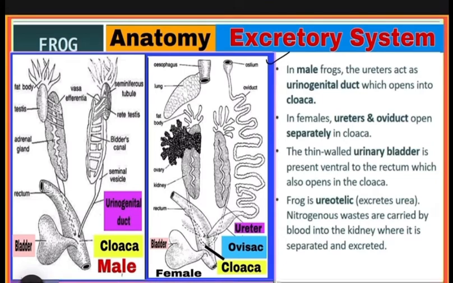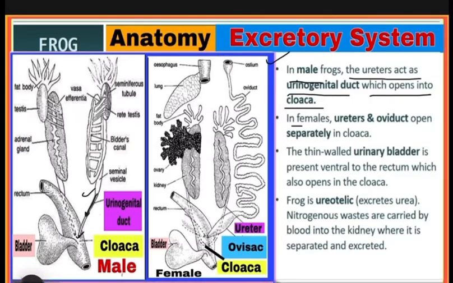Look at the excretory system of male and female frogs. In male frogs, the ureters act as urinogenital duct which opens into cloaca. See the diagram. This is urinogenital duct which opens into cloaca. It carries two things, sperms as well as urine, and opens into cloaca.